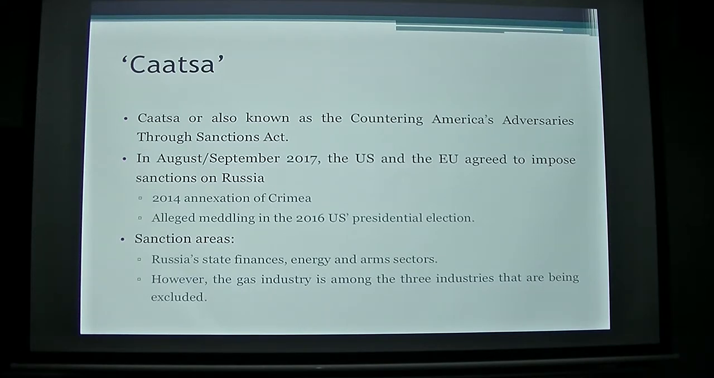The sanction areas are finance, energy, and the defense sector. However, the gas industry is among the industries being excluded. You may wonder why, but as I said earlier, Europe is really dependent on Russia for natural gas. If they sanctioned the energy sector as well, particularly gas, it would not be a benefit. They would not benefit from Nord Stream and Nord Stream 2 gas, and that would lead their economic growth to slow down further.